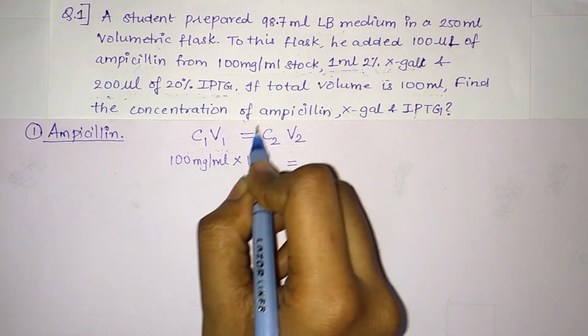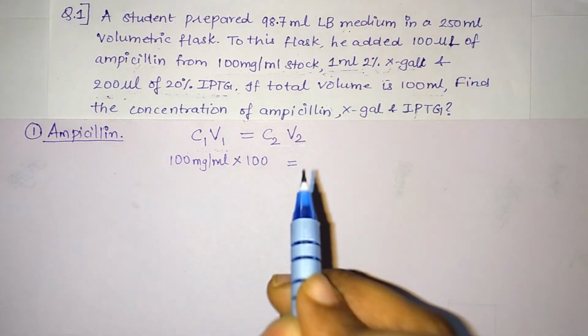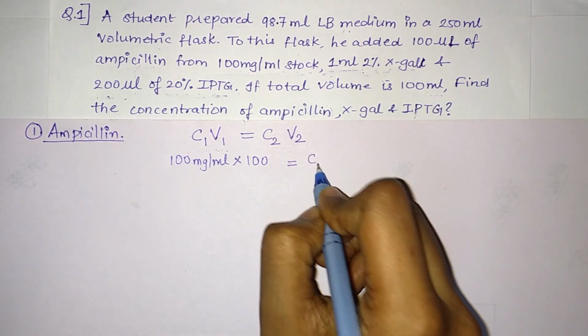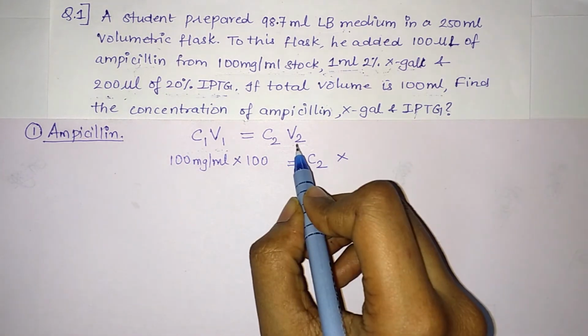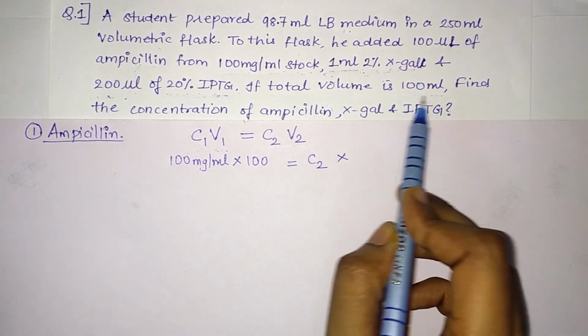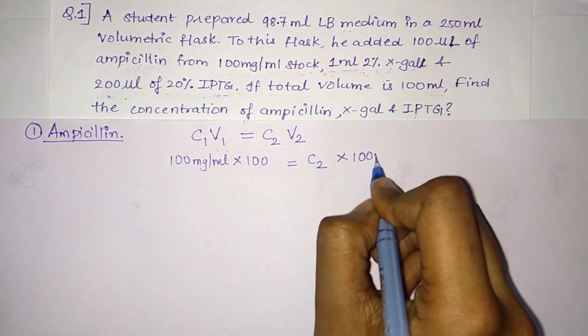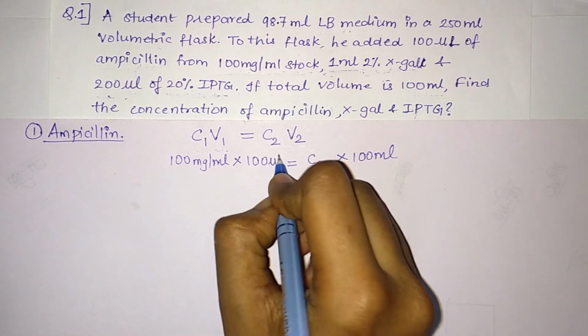This will be equal to C2. C2 is the concentration of ampicillin in the LB medium. That is the one we need to find out. Then V2 is the volume of this LB medium. It is given here that the total volume of this medium is 100 ml. And this particular volume that we took here is in microliters.